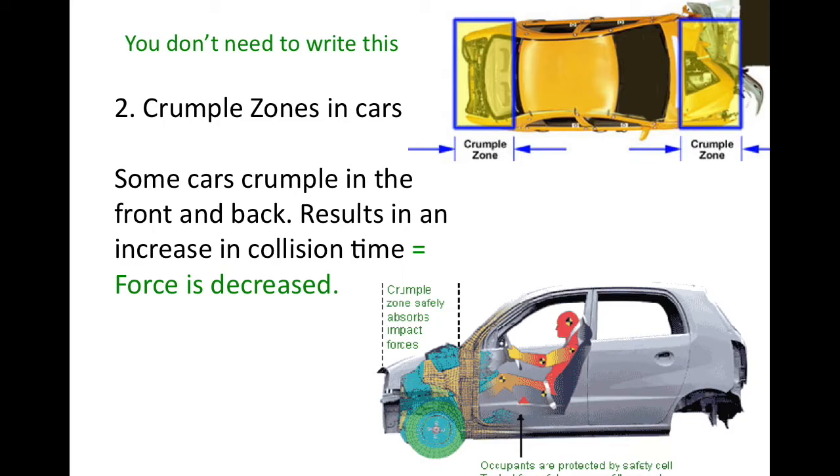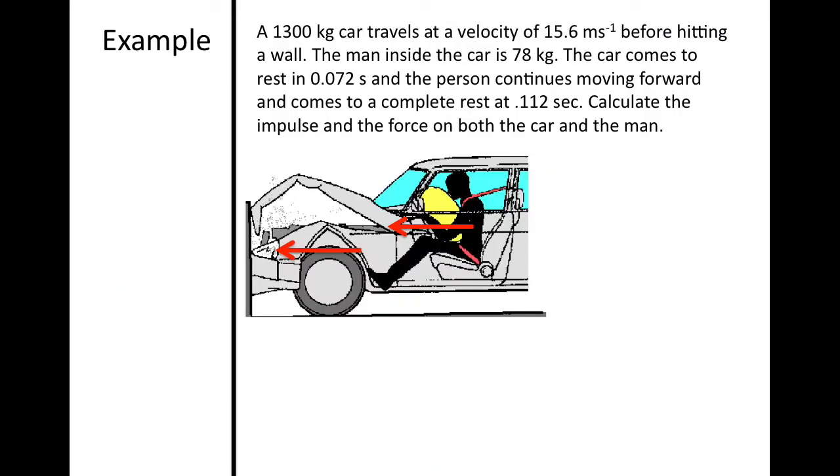Here is an example of a 1,300 kilogram car traveling at a velocity of 15.6 meters per second before hitting a wall. The man inside the car is 78 kilograms. The car comes to rest in 0.072 seconds, and the person continues moving forward and then comes to a complete rest at 0.112 seconds. Calculate the impulse and the force on both the car and the man. Go ahead and pause this and try to see if you can come up with an answer.